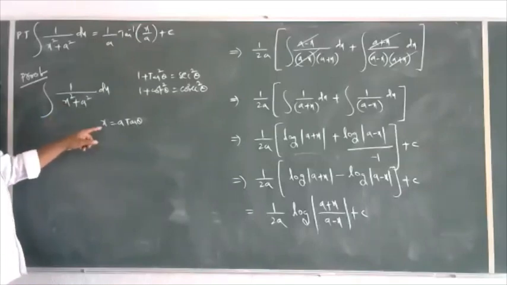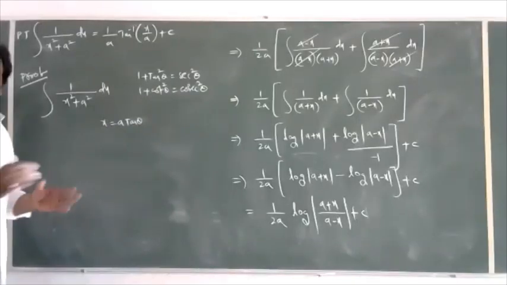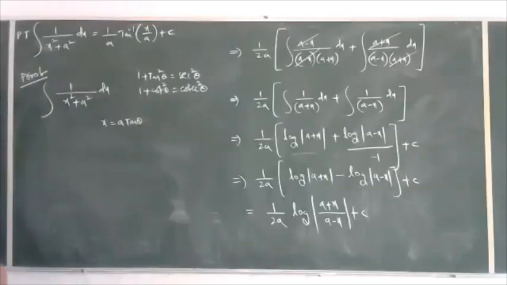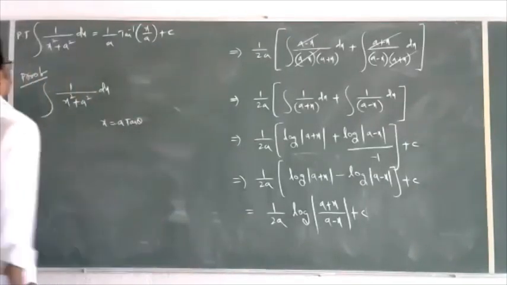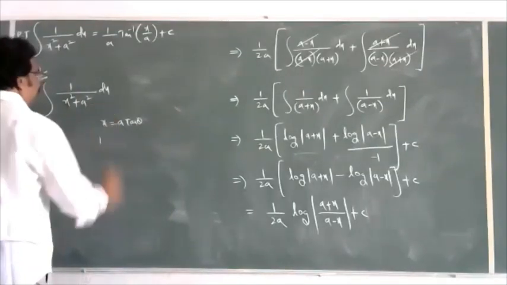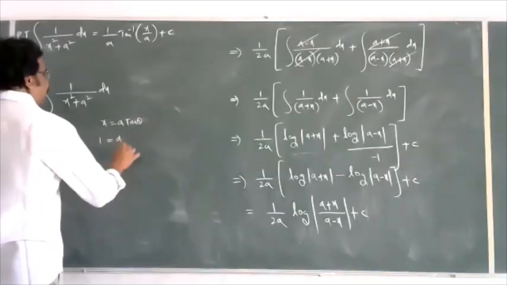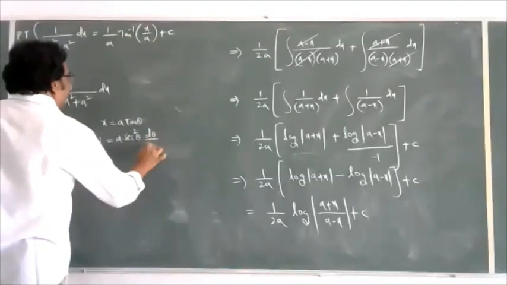That is, x square is equal to a square tan square theta. Then you take a square common, and you get 1 plus tan square theta. You can simplify the given function. So here the substitution is x is equal to a tan theta. Then differentiating both sides, x derivative 1 is equal to a into tan theta derivative, secant square theta, into d theta by dx.